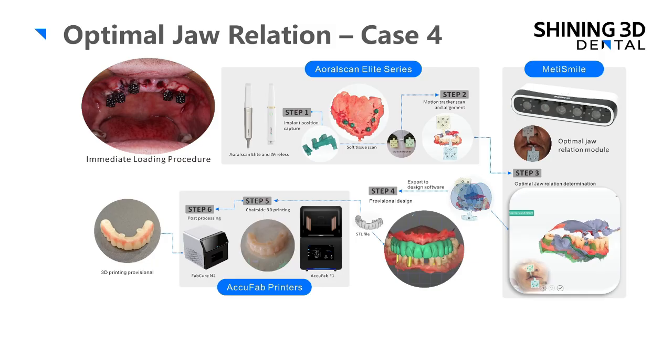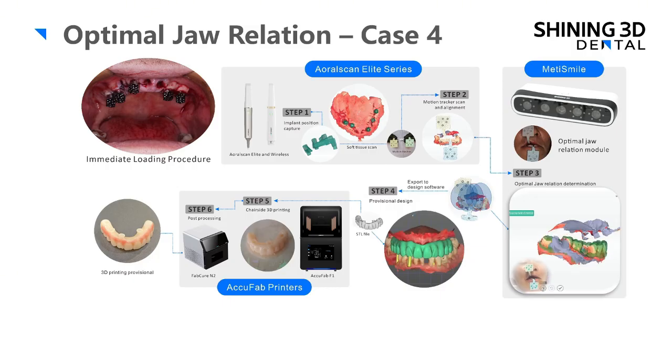As you can see from this page, for the immediate loading procedure, we need the intraoral scan, which means the oral scan Elite and Elite Wireless, to capture the implant position for the first step. Then we scan the soft tissue, and we'll also prepare the trackers data for extra alignment with the intraoral scan data during the intraoral scanning stage. After that, we can use the MetiSmile to get the optimal duration with the help of the motion tracker. The steps would be similar.